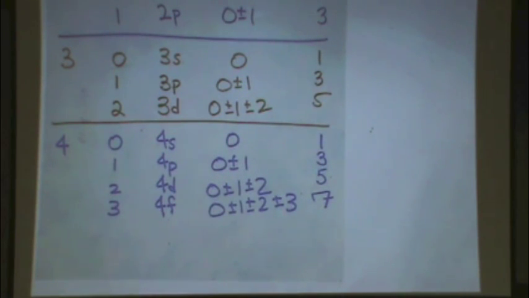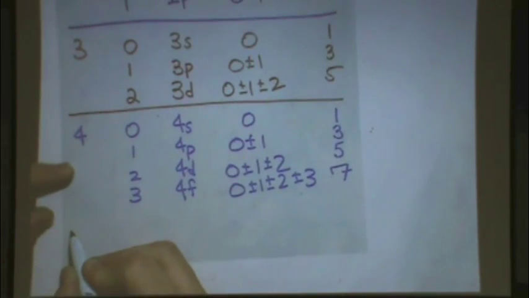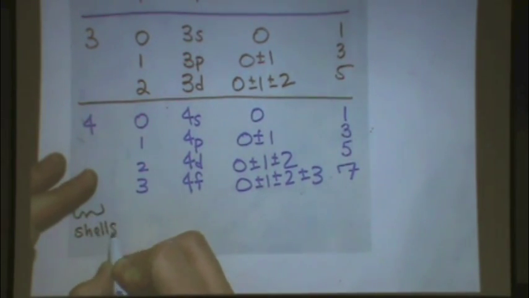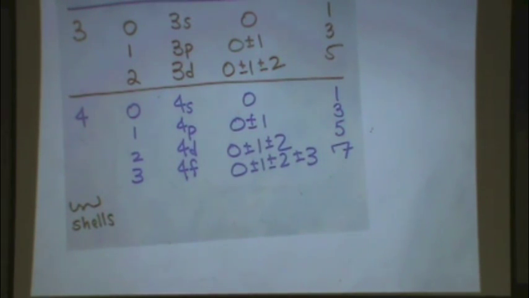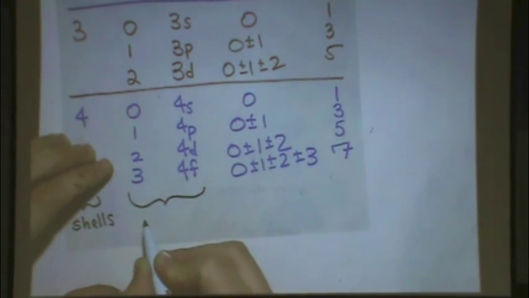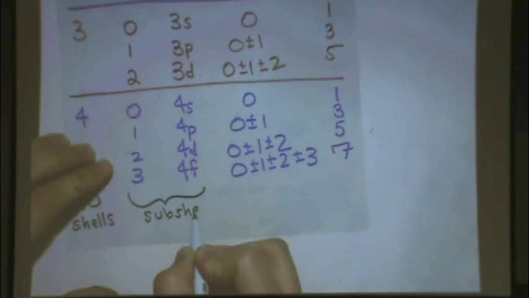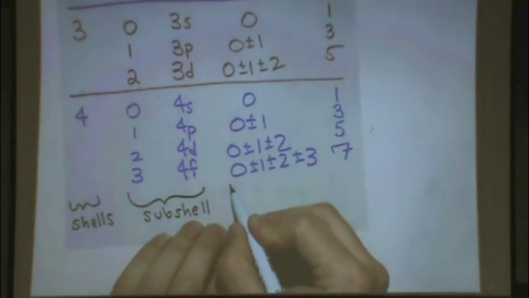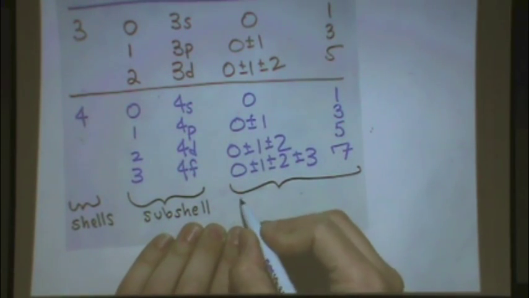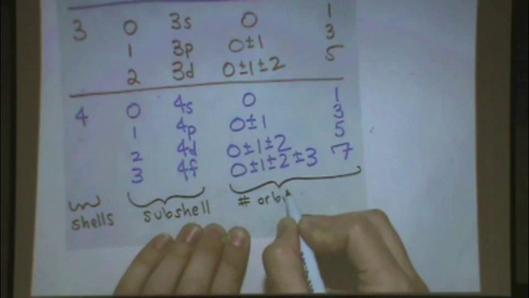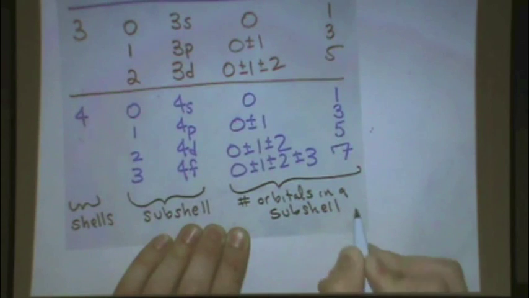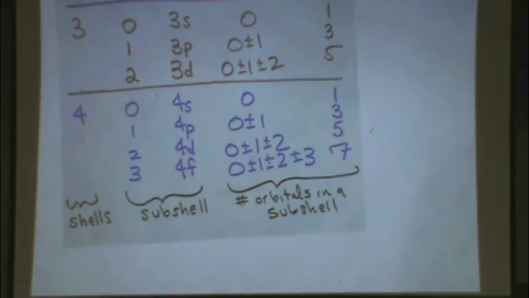So that's how the quantum numbers work. Let me give you a couple terms. These here, N, these are called shells. So N represents the shell number. These here are called subshells. They're shells within a shell. And the last two columns represent the number of orbitals in a subshell. Okay, the number of orbitals within a subshell.